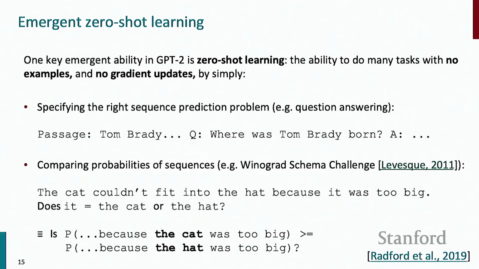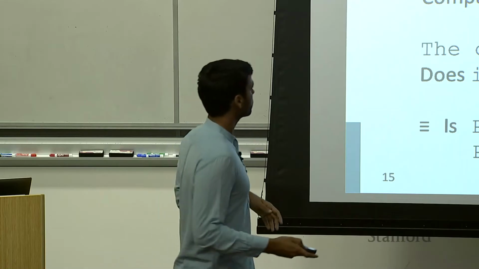So for example, if you want to ask questions about Tom Brady, you set it up. You put information about Tom Brady, and then you put a question that you wanted to answer, and then it will auto-complete in some sense. So this is one early perspective on these models. These are very advanced autocomplete models.